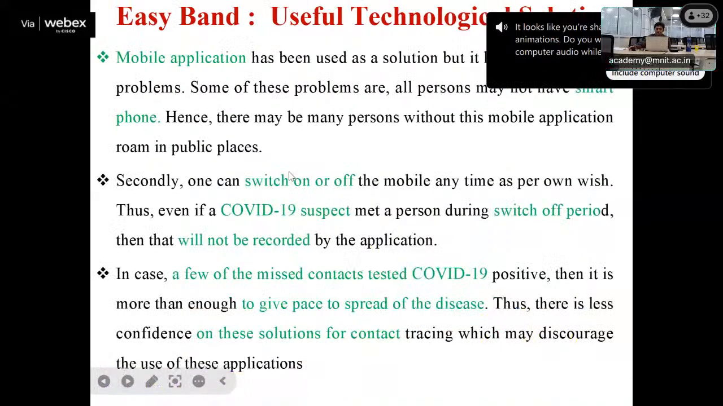At that time we had an application, Arogya Setu, which does the same thing. But Arogya Setu has some problems: you should have a smartphone first, and you should have the internet always on, so that you can be identified through that application. So contact tracing was very difficult. But our easy band, that wearable solution, can be adopted easily for contact tracing.